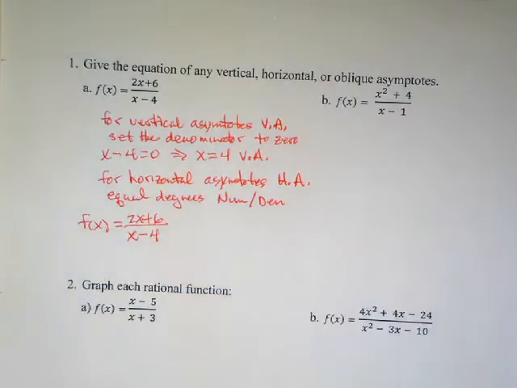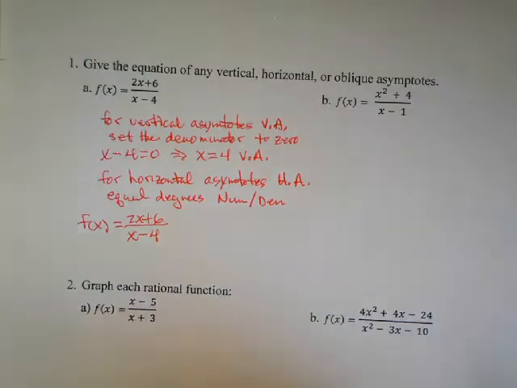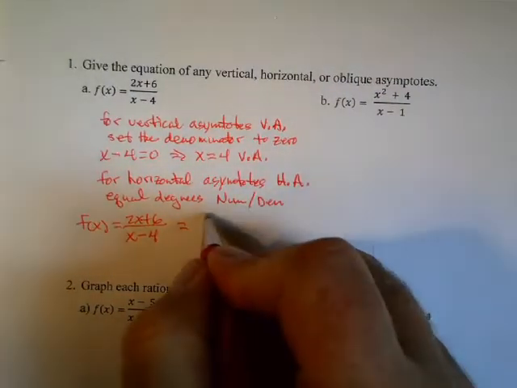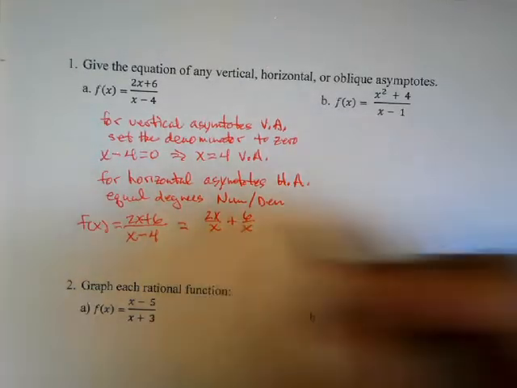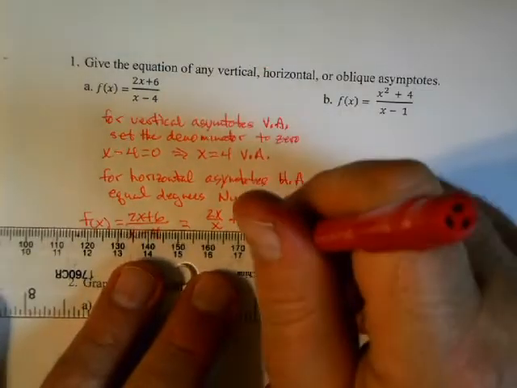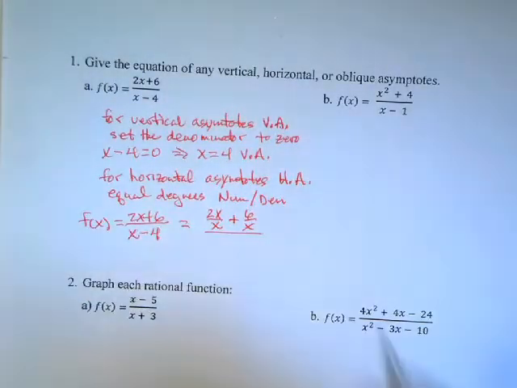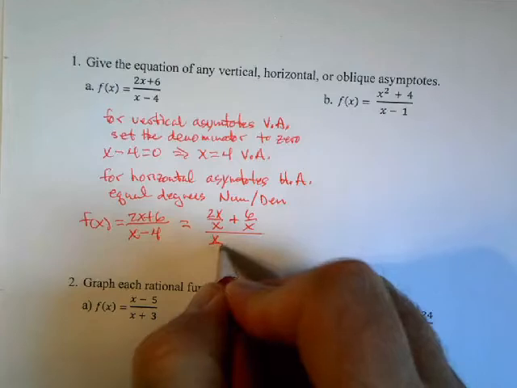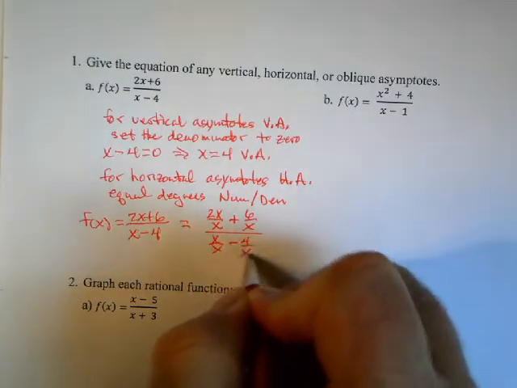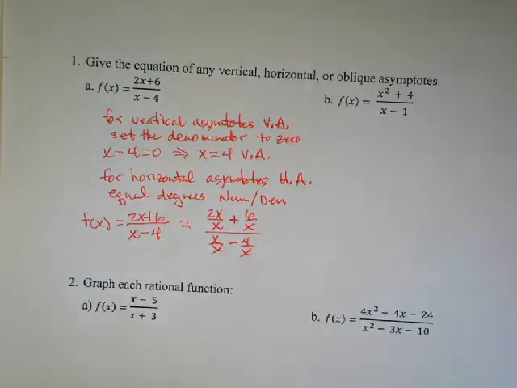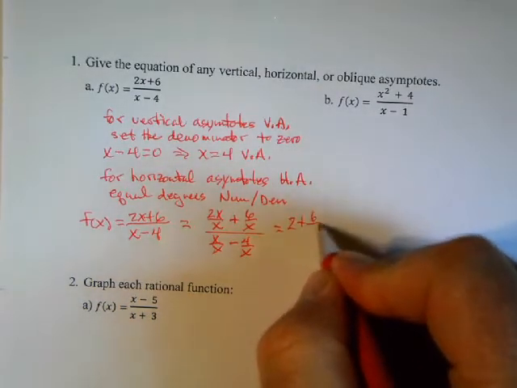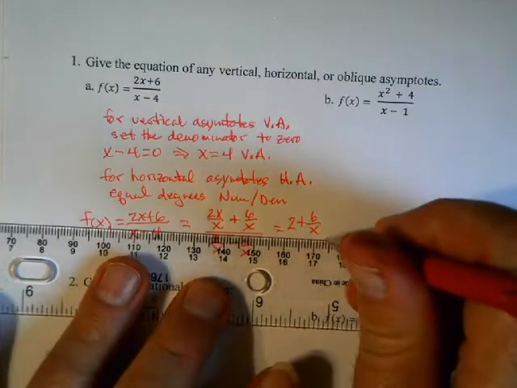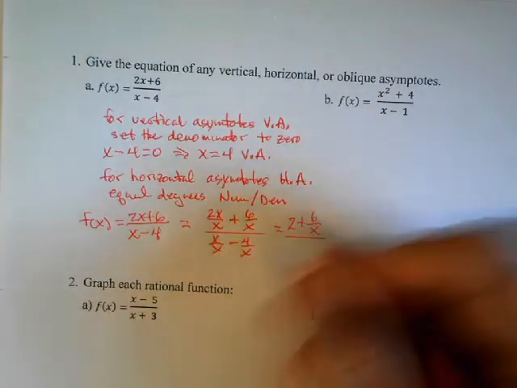Now, since x is the biggest degree we have, we're going to divide everybody by x. So it's going to be 2x over x plus 6 over x. And then in the denominator, x over x subtract 4 over x, which the x's here cancel, and basically I'm going to have 2 plus 6 over x. And then x over x is just 1 minus 4 over x.